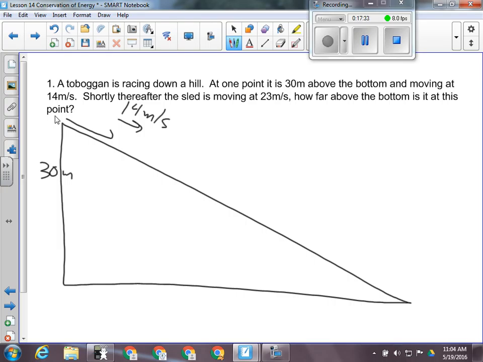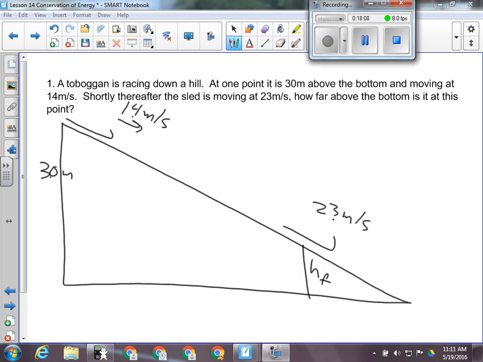How far above the bottom is it when it's moving at 23 meters per second? So we're looking for h final. This is our situation. We know that early on it's 30 meters above the ground, moving at 14 meters per second. A little while later, it's moving at 23 meters per second. The only way for that to happen is for it to be lower down the hill. We're looking for how high above the bottom of the hill it is at that point. Okay? I'll give you a few minutes to try that one.